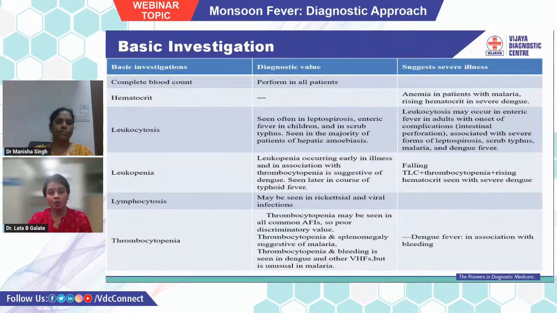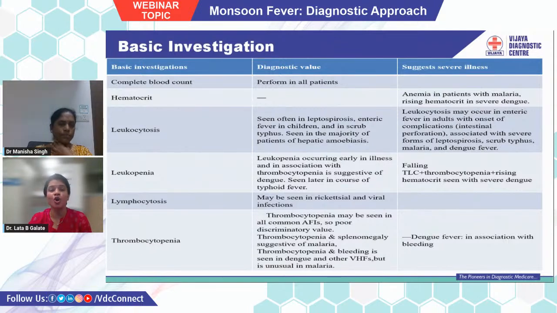For all these syndromic approaches, one can advise very basic investigations, which will help us differentiate the different etiologies. The most important basic investigation is a complete blood count, wherein one can see the different picture of the differential count. If leukocytosis is there, one can suspect leptospirosis, or enteric fever in children. Leukocytosis is also seen in enteric fever in adults with the onset of a complication. Leukopenia is specifically seen in dengue fever, and lymphocytosis will help us rule out rickettsial and viral infection.